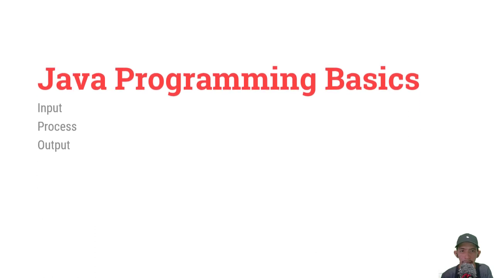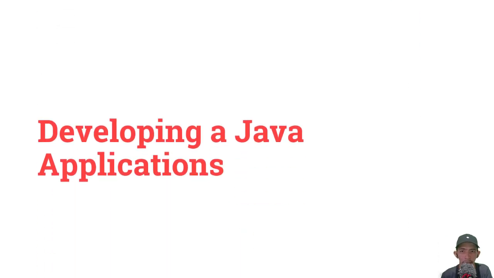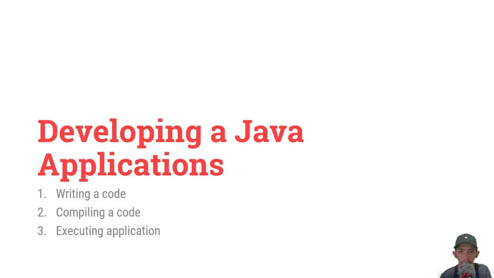Ganun din si Java. Developing a Java application has several steps. Number one, writing a code, then compiling a code, which is yung compiler ang gumagawa niyan. Kung natatandaan ninyo, siya yung taga-convert ng code para maintindihan ni computer. Number three, executing application kung walang error. Pero kapag may error, sabi ko nga, si compiler will display an error message on your command prompt diagnostic information. Nakatulad nito.